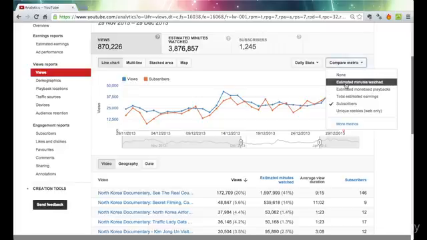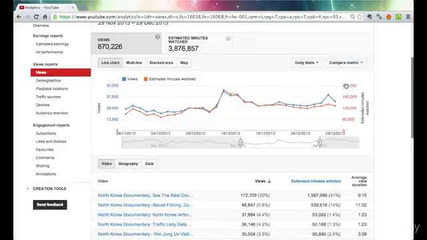Let's compare that with the amount of minutes watched. Change the graph now. You can only have two lines on here at any one stage. Views in blue, estimated minutes watched in this orange colour. And you can see it's a very similar sort of line there. This scale at the end for the orange is how many minutes watched.